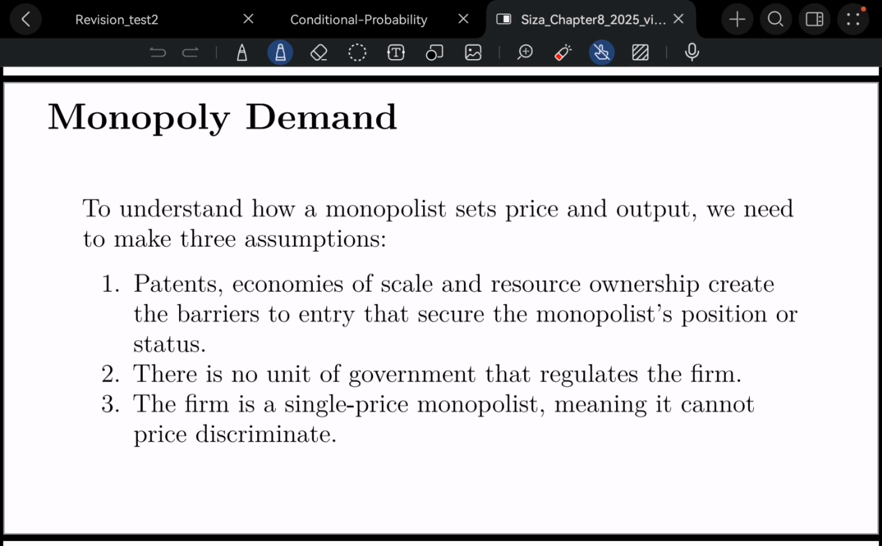to limit their price or to tell them what quantities to produce and so forth. And finally, also the firm is a single price monopolist, so there's no price discrimination. And we'll also actually drop this assumption. So assumption one and two, we will go on to drop soon when we talk about regulated monopolies and then when we talk about price discrimination, so that we just get to understand these a bit more. So for now, we keep these assumptions.